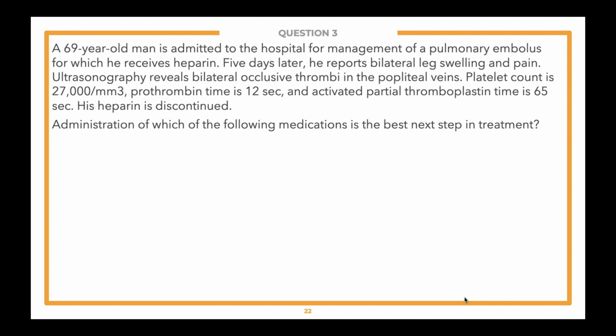A 69-year-old man is admitted to the hospital for management of a pulmonary embolus for which he receives heparin. 5 days later, he reports bilateral leg swelling and pain. Ultrasonography reveals bilateral occlusive thrombi in the popliteal veins. Platelet count is 27,000. Prothrombin time is 12 seconds, and activated partial thromboplastin time is 65 seconds. His heparin is discontinued. Administration of which of the following medications is the next best step in treatment?